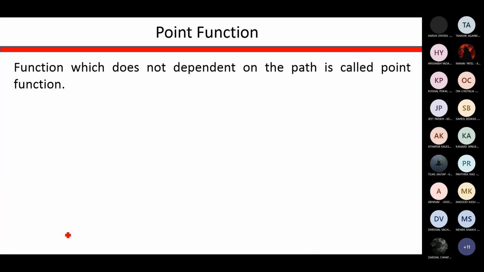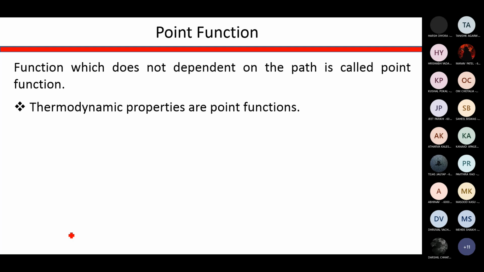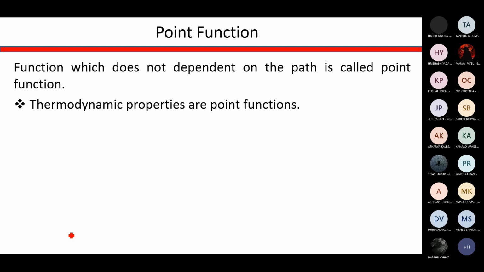Now let us talk about the point function. So what is a point function? The function which does not depend on the path is called a point function. All thermodynamic properties can be thought of as point functions because they have a definite value at a fixed state, right? I know that the atmospheric pressure is 1 atmosphere, or right now the temperature of the surrounding is 30 degrees C. So we have some definite value for thermodynamic properties at a fixed state. So thermodynamic properties are point functions.